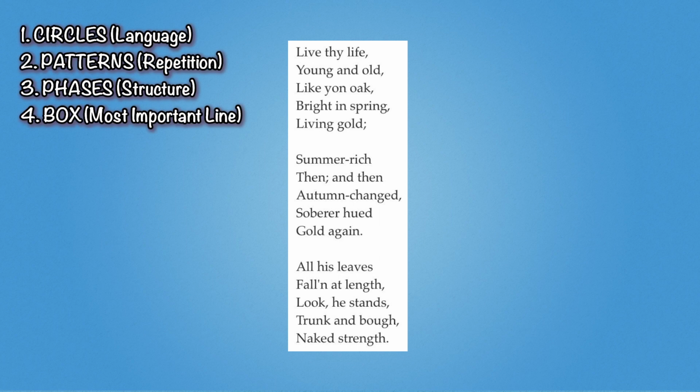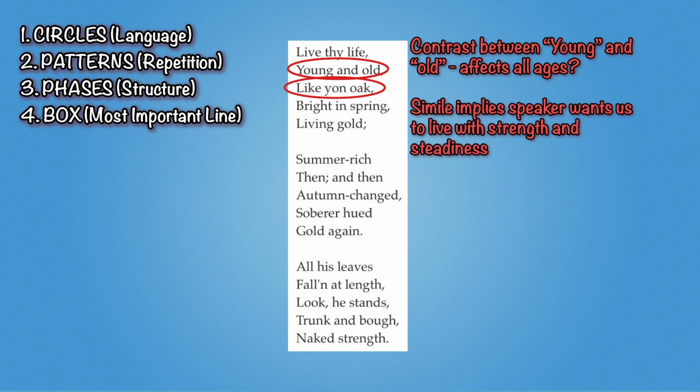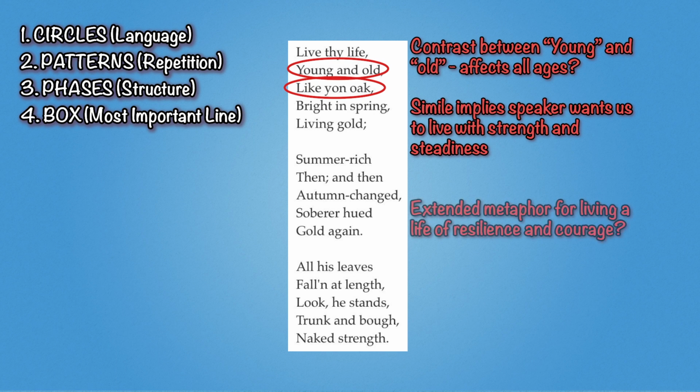Starting with the language, I'll circle any words or phrases that are interesting to me and that tell us something. We have the contrast of young and old in the first stanza, which suggests this message applies to everybody of any age. Like yon oak is a simile, telling us to live our lives like an oak tree, and this implies that the speaker wants us to live with strength and steadiness. The entire poem seems to be an extended metaphor of living a life of resilience and courage.